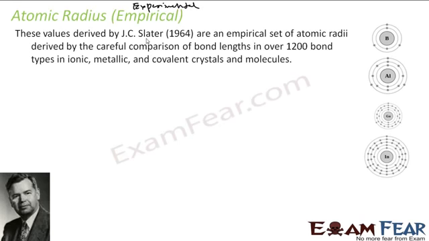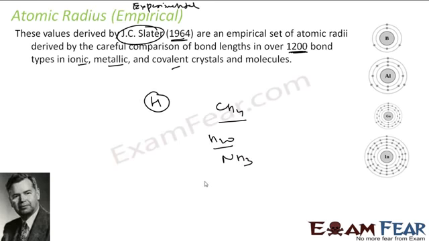So what happened is this guy J.C. Slater, in 1864, did a careful comparison between the bond lengths of over 12,000 bond types in ionic, metallic and covalent crystals. For example, take hydrogen itself, right? Hydrogen sometimes forms a bond with carbon, sometimes with oxygen, sometimes with nitrogen, or sometimes you have only hydrogen. So these bond lengths for hydrogen in all these cases will differ.